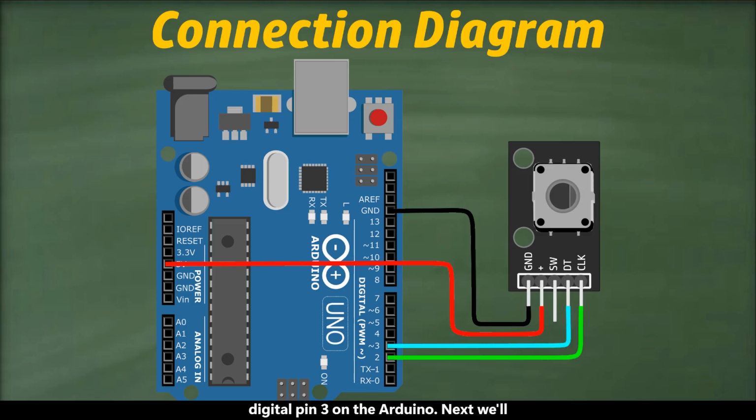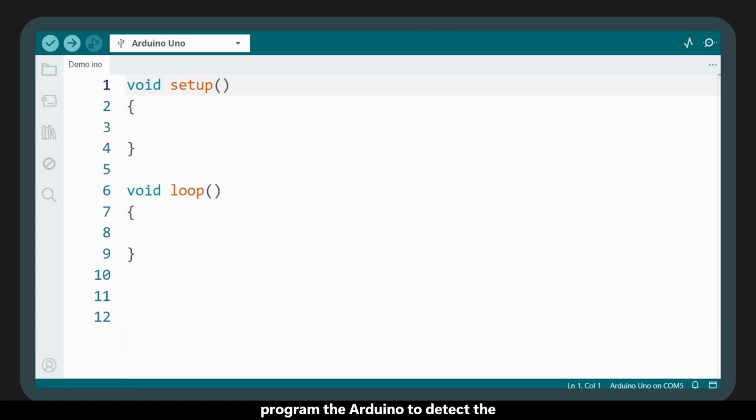the Arduino. Next, we'll program the Arduino to detect the rotation of the knob, incrementing a counter variable for clockwise rotation and decrementing it for counterclockwise rotation. The counter values will be displayed on the serial monitor.